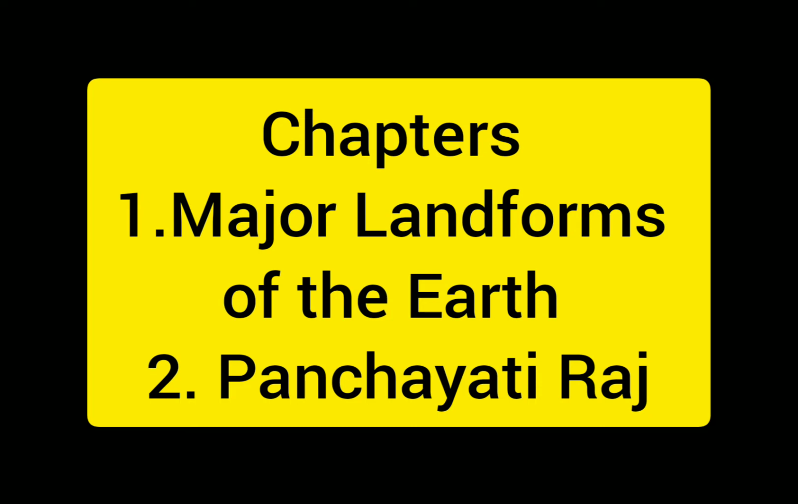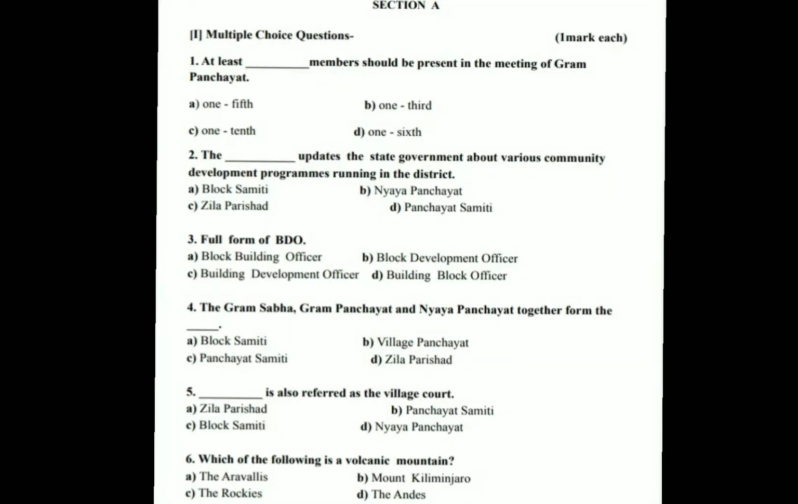So let's begin. First of all we have section A, where we have the multiple choice questions. The first sentence is: at least dash members should be present in the meeting of Gram Panchayat. The options given are A, 1/5, B, 1/3, C, 1/10, D, 1/6. And the correct option is number C, 1/10.